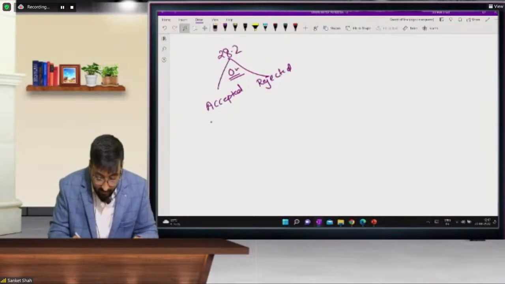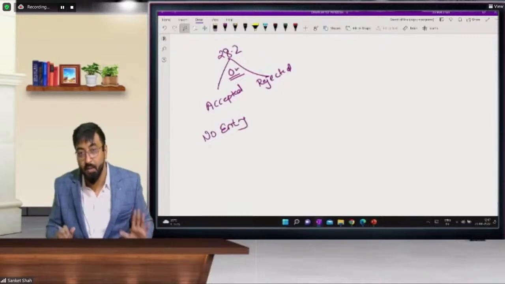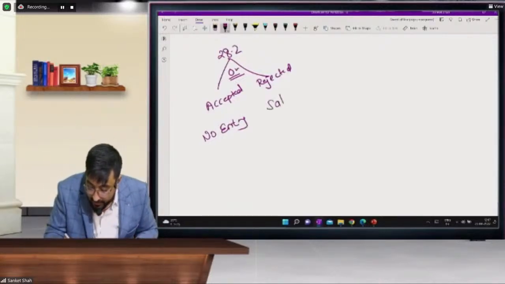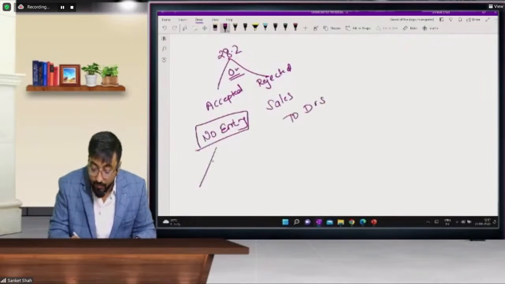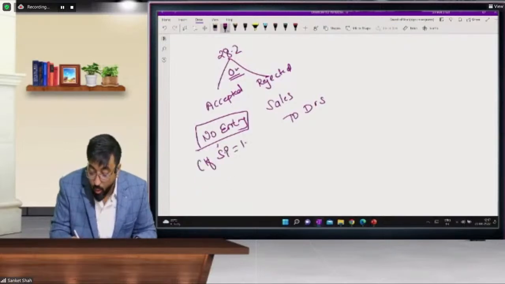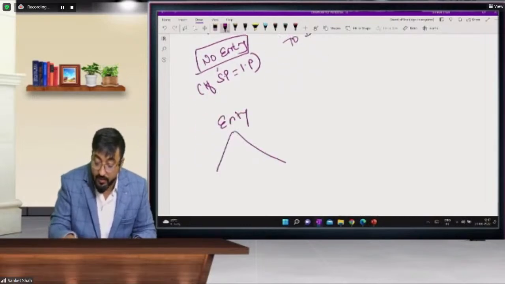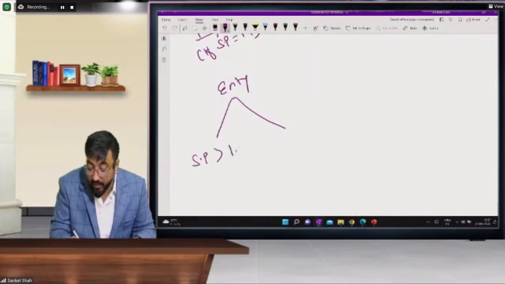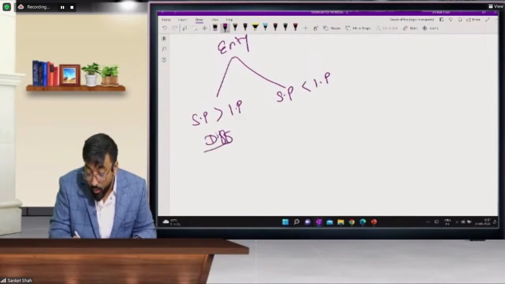Accepted के केस में no entry because sales entry already passed, sir. And rejected के केस में sales to debtors, and no entry if selling price is equal to invoice price. And entry, if selling price is greater than invoice price or selling price is less than invoice price. So if selling price is greater than invoice price, beta, only difference की entry होगी debtors to sales.